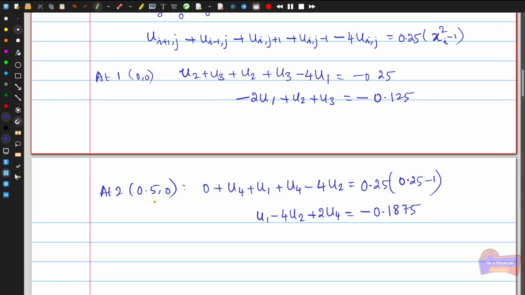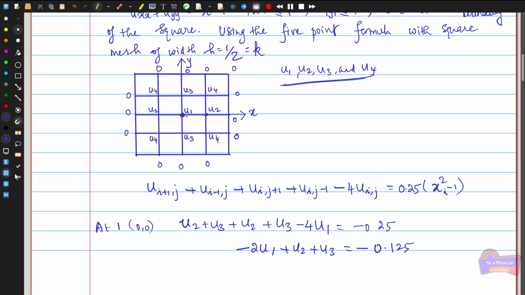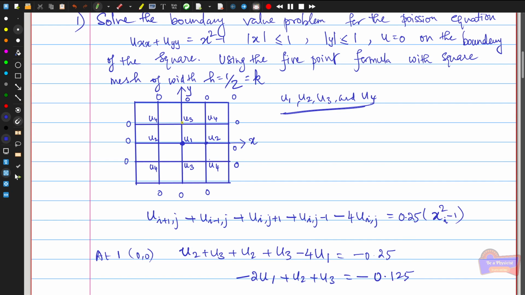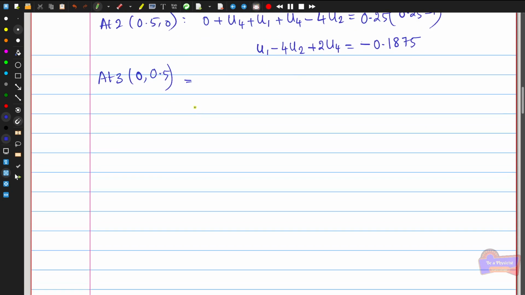Now I can go on, since we have already calculated the values for this here and here. Now we have to move either upwards or downwards, so that at point 3 the value of x is equal to 0 and the y value is incremented by 0.5. At this point, u3, you have the values u4, 0, u1 and u4 here, so that I can directly substitute into the 5-point formula.